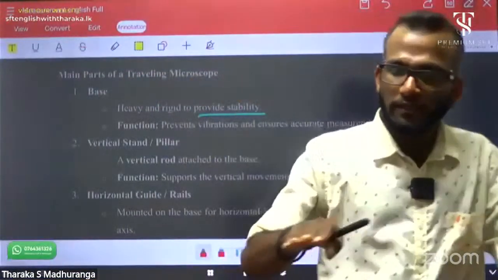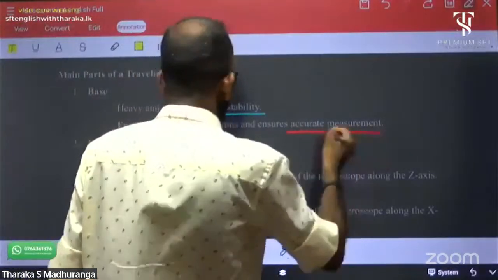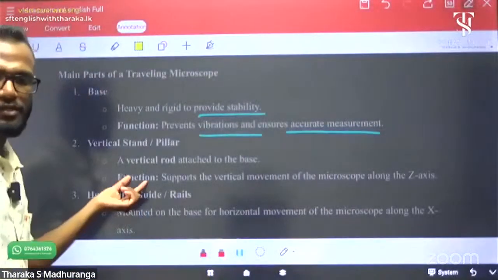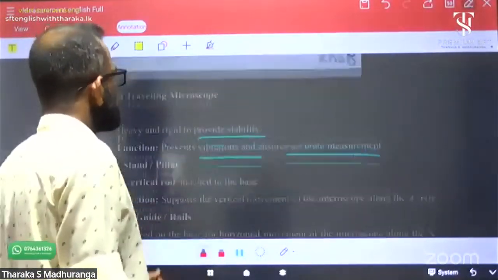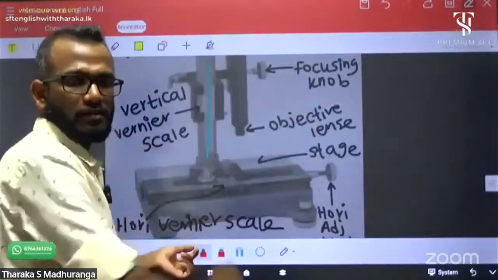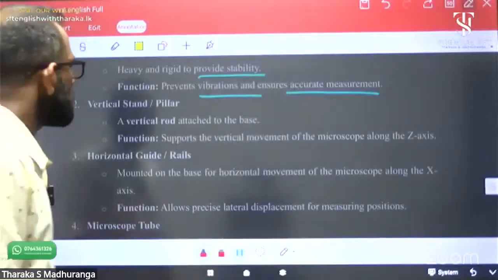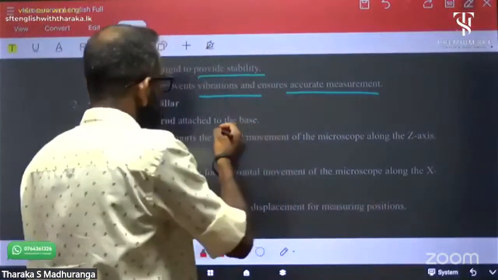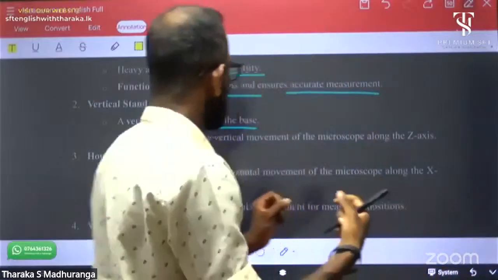For stability, the base is very important. It's rigid and heavy to avoid vibration. And the vertical stand: this is the vertical stand, right? It is attached to the base.